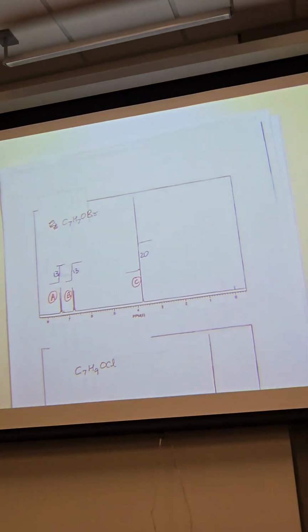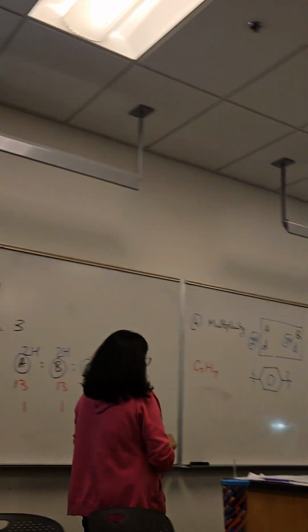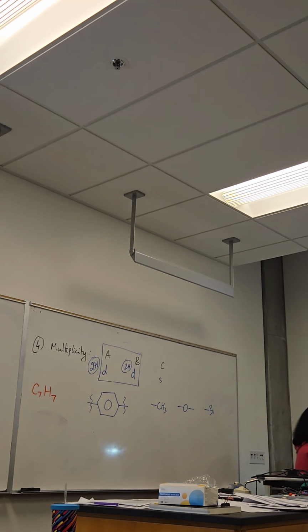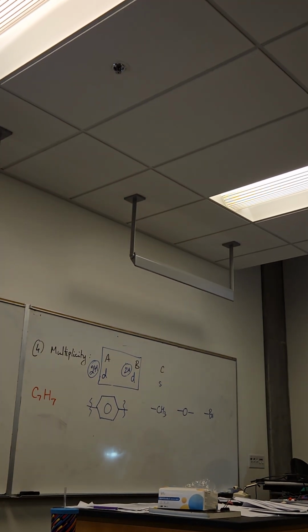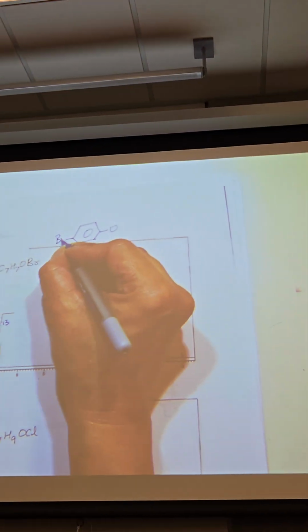Suggestions? Yes? You can bond the CH3 to the oxygen, then bond the oxygen to the benzene ring, and then bond the bromine to the other side of the benzene ring. So you are saying bond an oxygen here, bromine there, right?